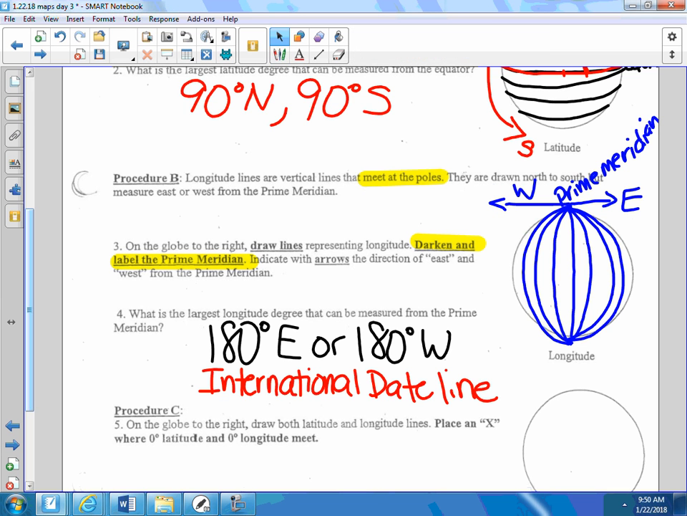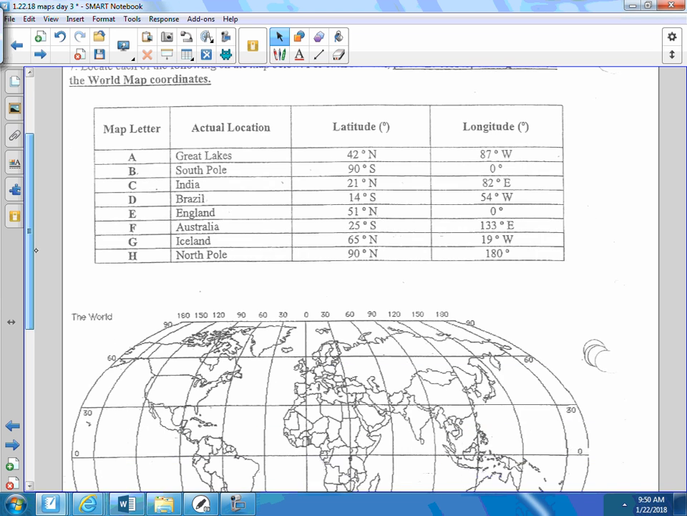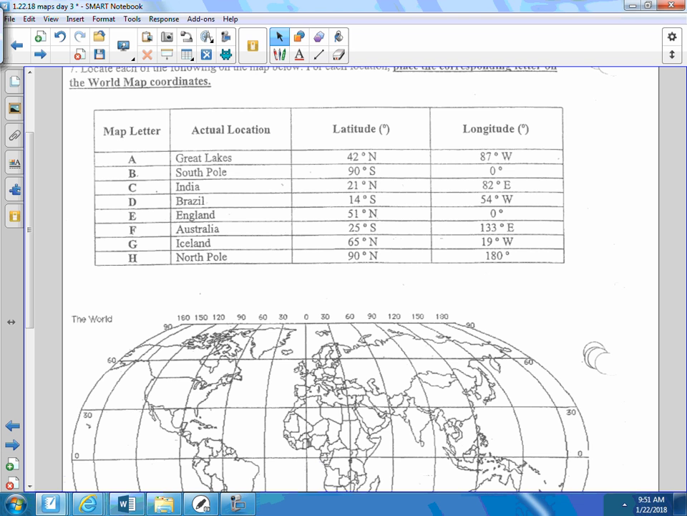Okay. The next question, number 5, you could do by yourself with your partner. Turn the page. Number 6, they're asking you to highlight and label the equator and the prime meridian on the map below. They want you to label north and south and east and west. And then they want you to map out these locations.